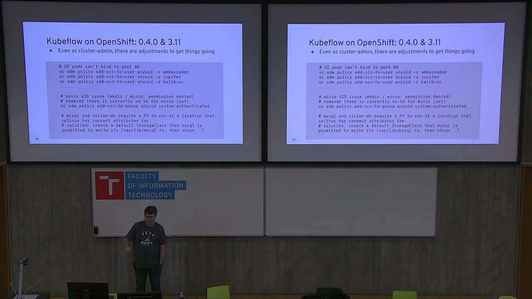I think Ambassador has done some work to address that, but I need to properly test that. So you go through that, and then when you get to one of the components that is min.io, again, we fall on this thing where there's a problem with the UID. In this case, it doesn't yet, as of today, have a service account. So there's no trick we can do by saying add SCC to user for that. So we sort of give in and cry uncle and say, okay, system authenticate.